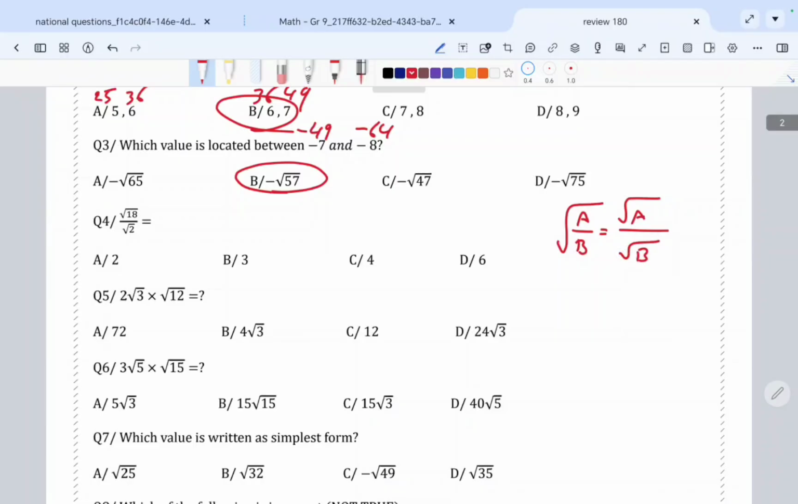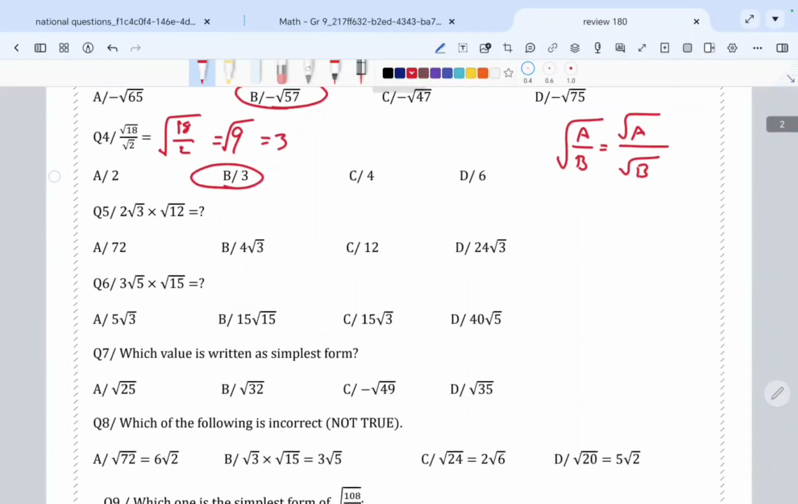Now we have the square root of 18 over the square root of 2. Write them as one square root. It will be 18 over 2. 18 over 2 is 9. The square root of 9 is equal to 3. Which one is correct? B is the correct answer.